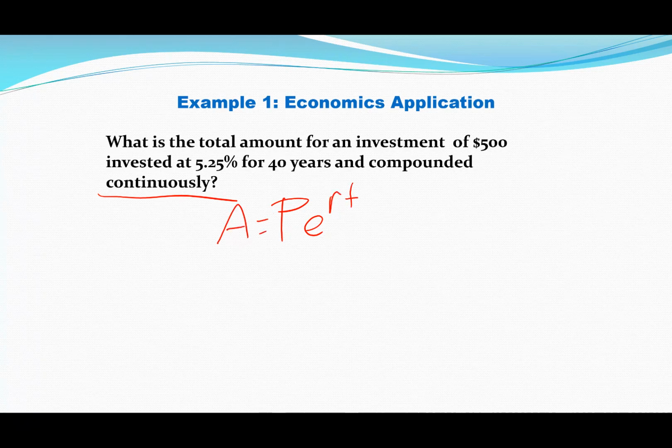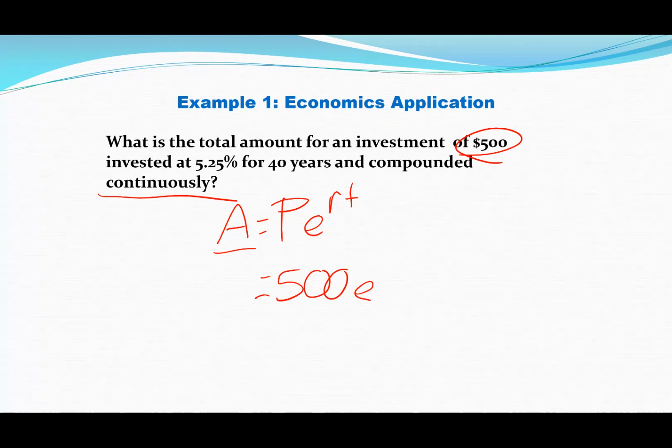Okay, so A is our final amount. That's essentially our answer that we're looking for. P represents the starting amount. So we are starting with an investment of $500. So that's my P value. And then E, remember, is the 2.7 number. We're going to type it in the calculator. It's not a variable. That's something that's part of this function that we'll type in the calculator.